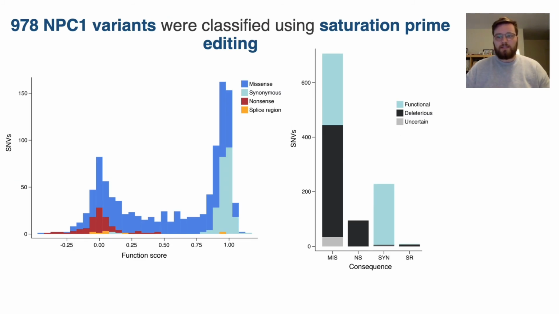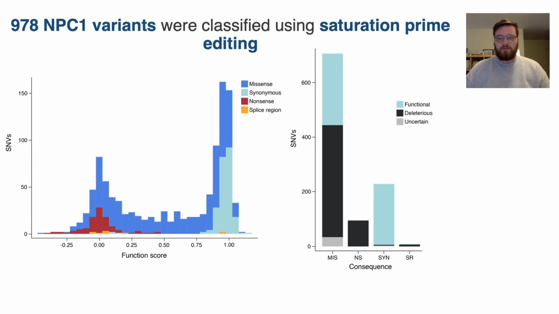And so that's what you can see on the left here, just a histogram distribution of those scores. What was encouraging at first is that a lot of the assumptions we would make about a saturation genome editing experiment appear to be true, and that is that synonymous mutations all seem to cluster together with a function score of about 1, and nonsense mutations all cluster together but apart from the synonymous mutations with a function score of about 0.